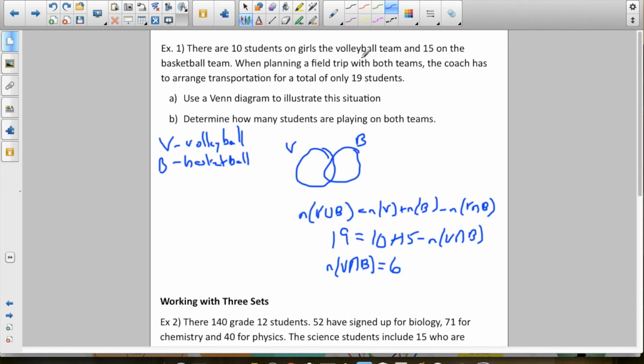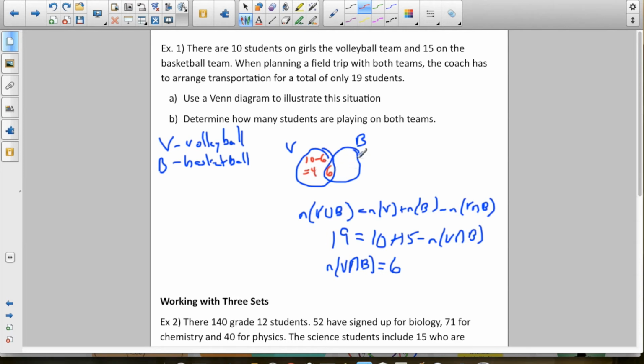So when we go to fill in the diagram, if I just change the color, the intersection here is going to be this number 6. So that's my volleyball intersect basketball. So if there were 10 students in volleyball, and I've already put 6 of them in this circle of volleyball, I have to do 10 minus 6, which gives me 4. So there's 4 people just playing volleyball and not basketball.